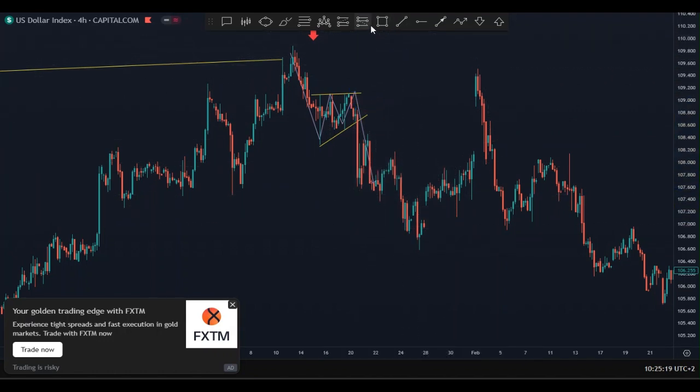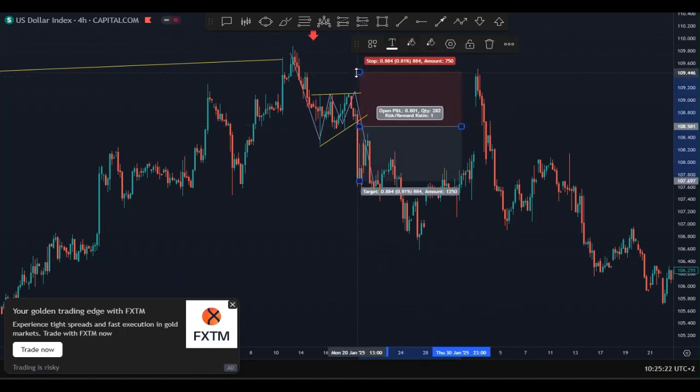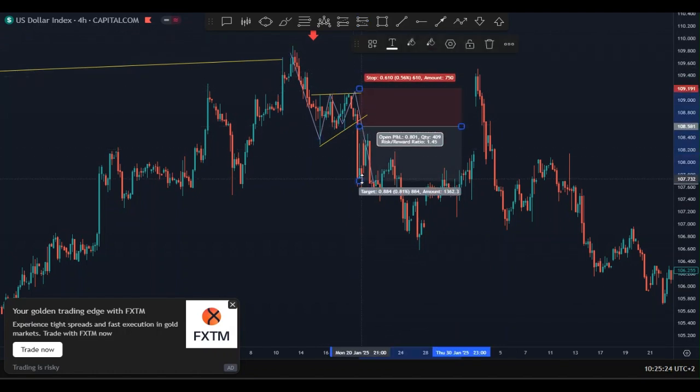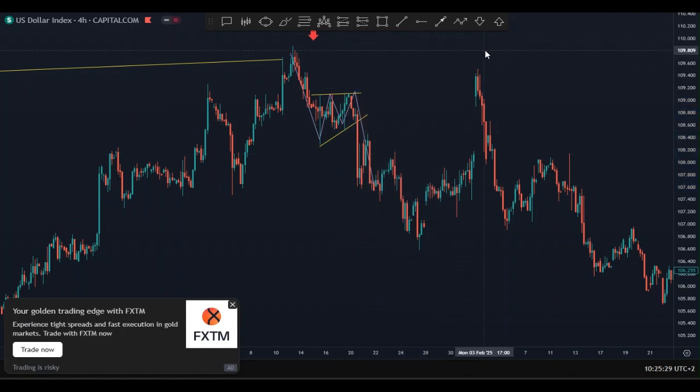And another thing, you could have taken your entry way at the breakout here, guys, on the lower time frames, your 1 hour, your 15 minutes. You could have gotten a very nice entry. But I don't usually take this type of entries.